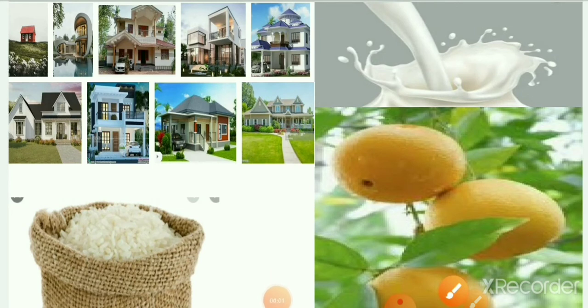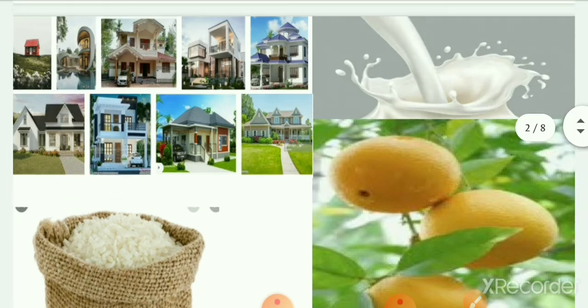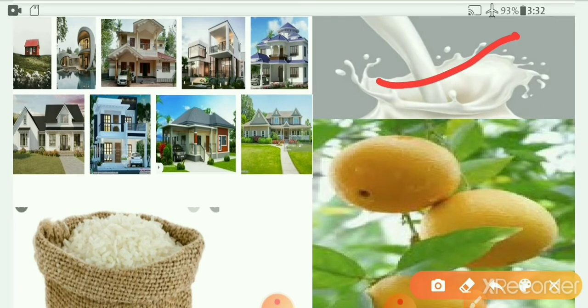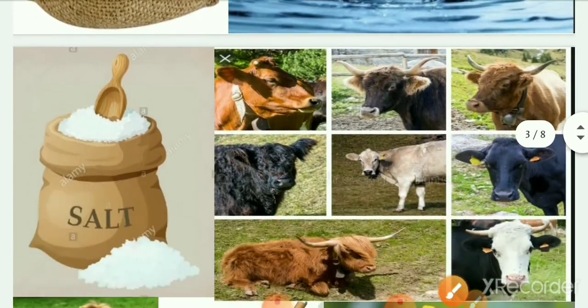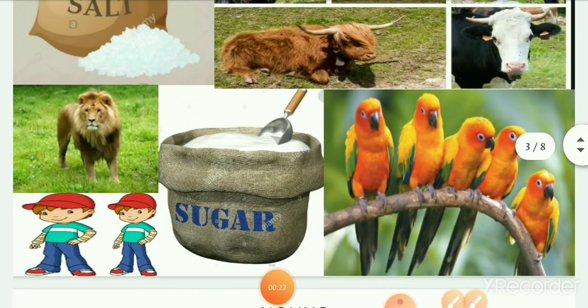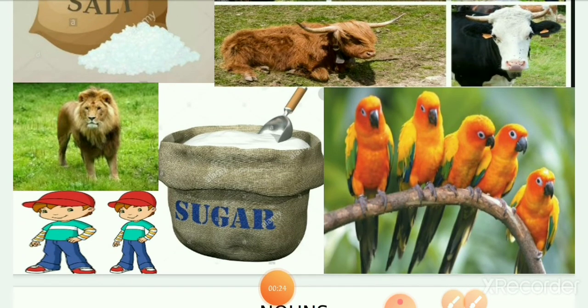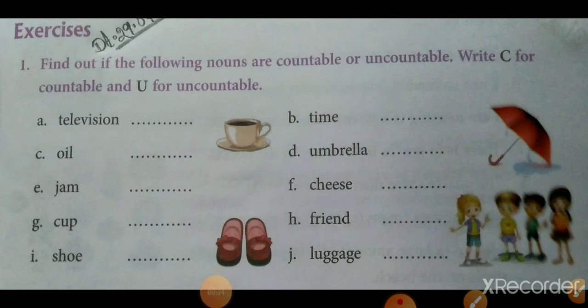Next, uncountable nouns. Uncountable nouns are things which you can't count. For example, milk, you can't count it, so it is uncountable. Then rice, salt, sugar, you can't count these things, so they are uncountable nouns. Let's go for the exercise. Here is some exercise for you.